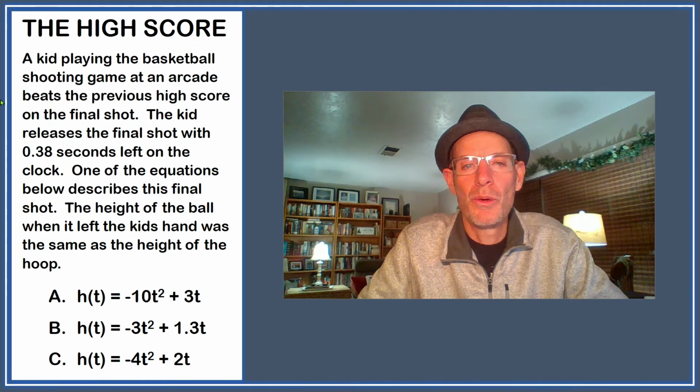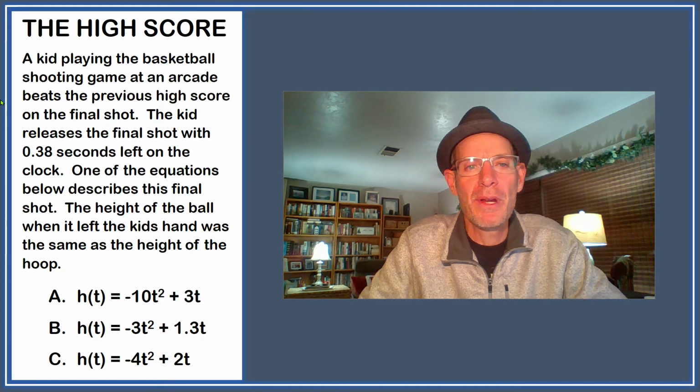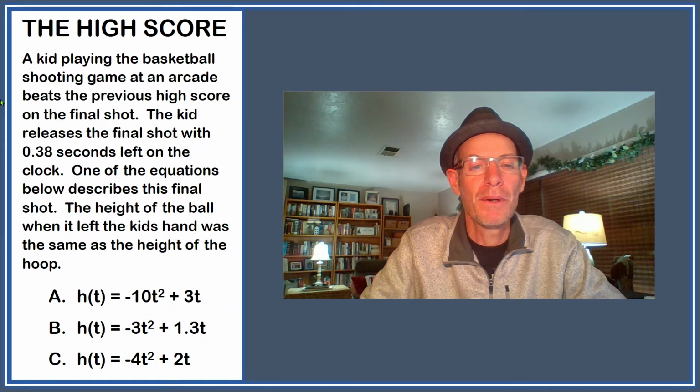The high score. A kid playing the basketball shooting game at an arcade beats the previous high score on the final shot. The kid releases the final shot with 0.38 seconds left on the clock. One of the equations below describes this final shot. The height of the ball when it left the kid's hand was the same as the height of the hoop.